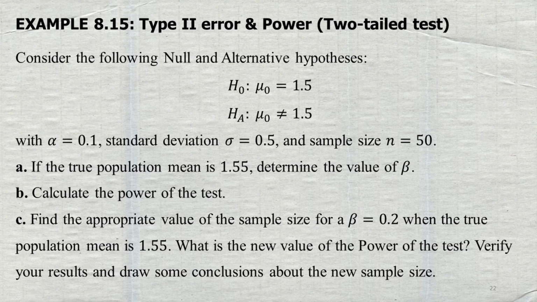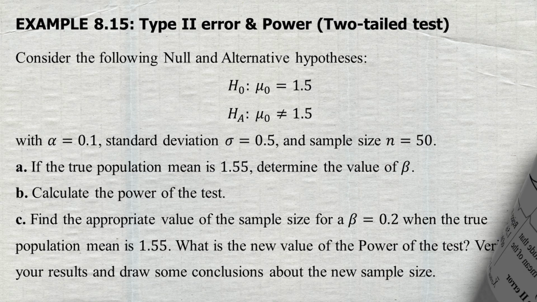Question B. Calculate the power of the test. Question C. Find the appropriate value of the sample size for a beta equals 0.2 when the true population mean is 1.55. What is the new value of the power of the test? Verify your results and draw some conclusions about the new sample size. Pause the video for a few minutes and try it.